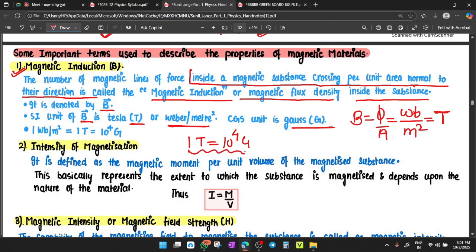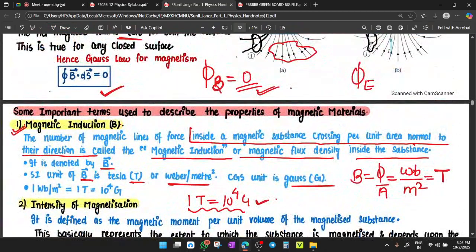In the CGS system, the unit of magnetic induction is Gauss. Clear? Noted. So in the first definition, you have seen the magnetic induction: to what extent a magnetic material is magnetized. The number of magnetic lines of force passing through a surface is the indication of its magnetic induction.